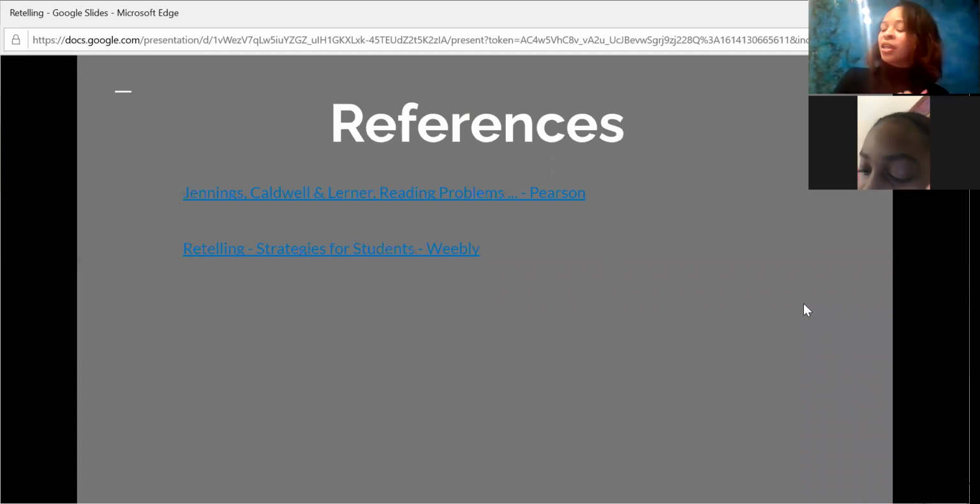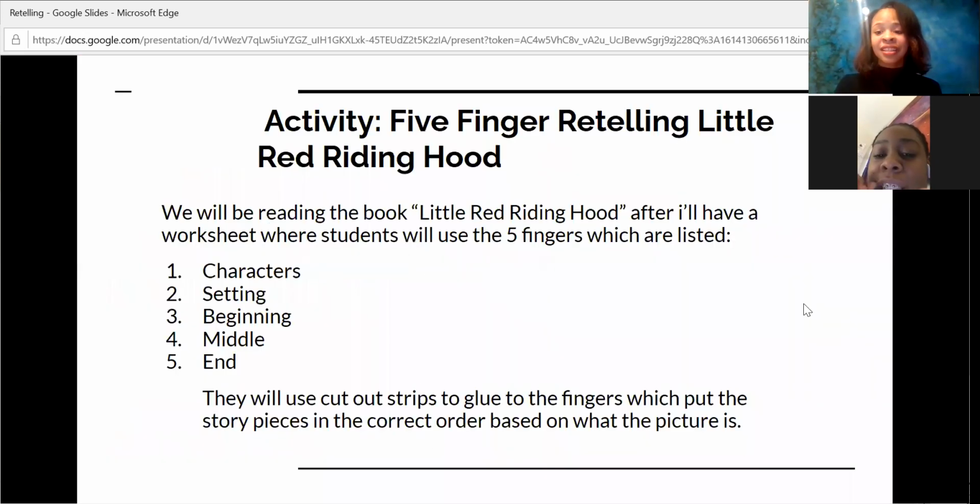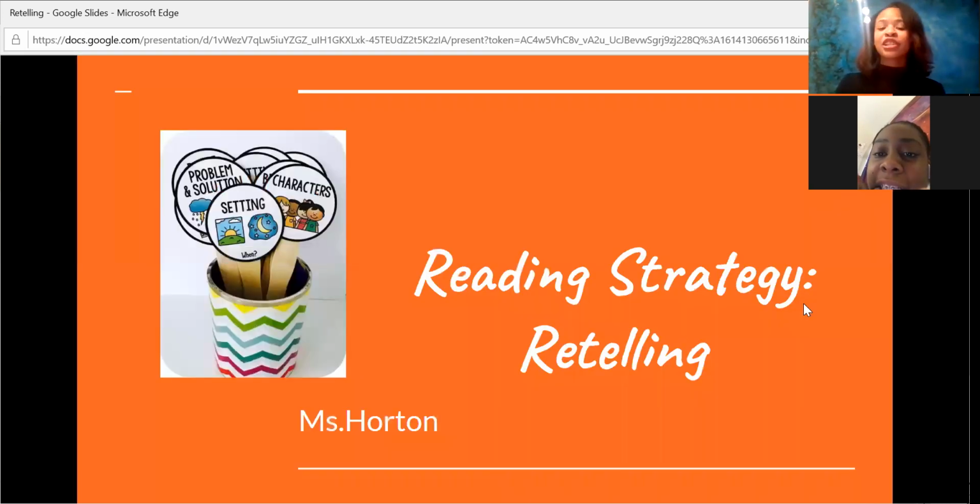So remember in the beginning, I said to take notes. So Mary, what was our reading strategy today? Our reading strategy was to read it, write it, and re-say it. But what was that called? Yep, retelling a story.